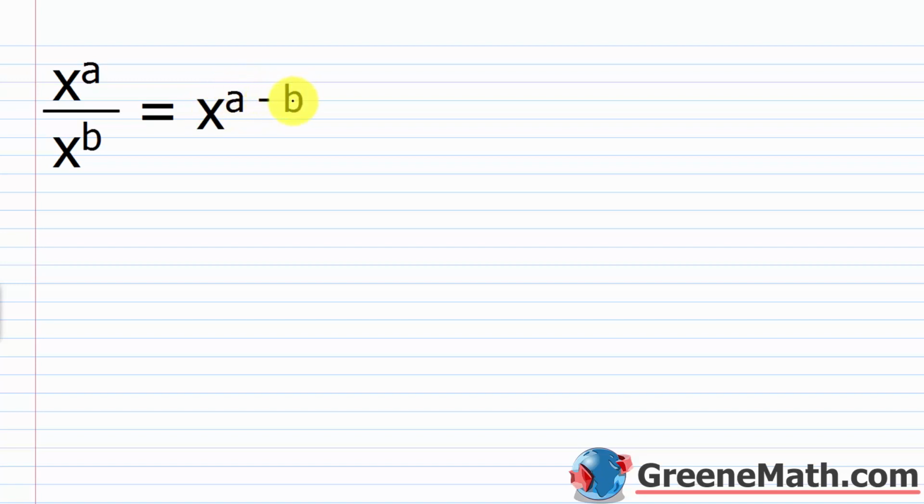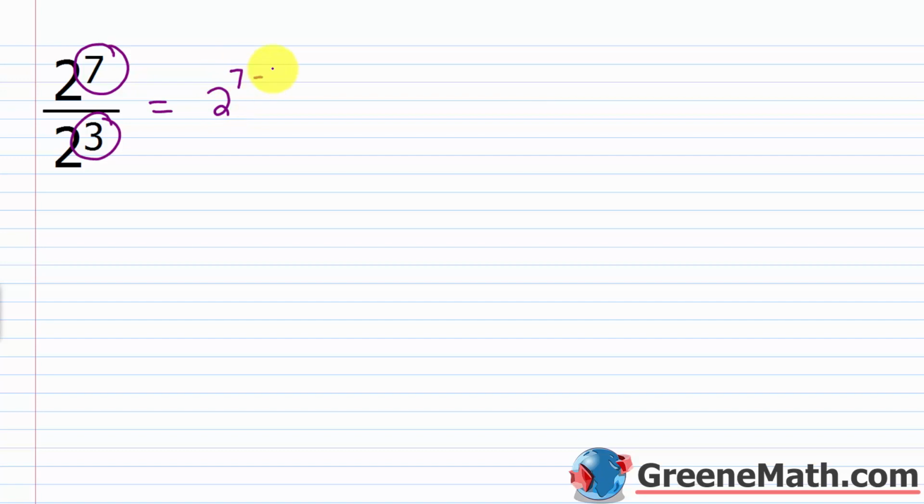So why is that the case? Well, let's look at an example. Let's look at this 2 to the 7th power over 2 cubed. Following our rule, the base 2 would stay the same, and I would subtract 3, the exponent in the denominator, away from 7, the exponent in the numerator. So this would be 2 raised to the power of 7 minus 3. We know that 7 minus 3 is 4, so this would be 2 to the 4th power, or 16 if you wanted to write that.